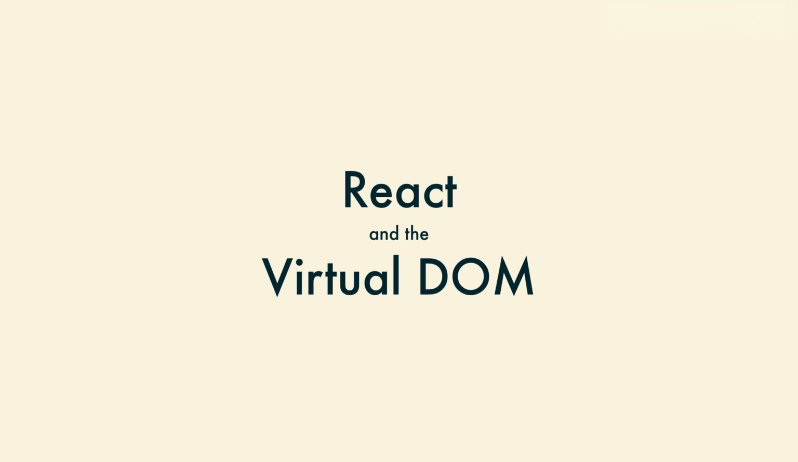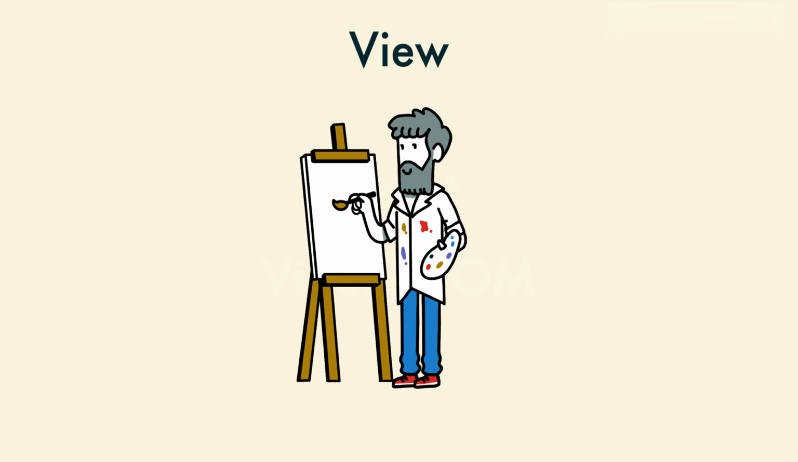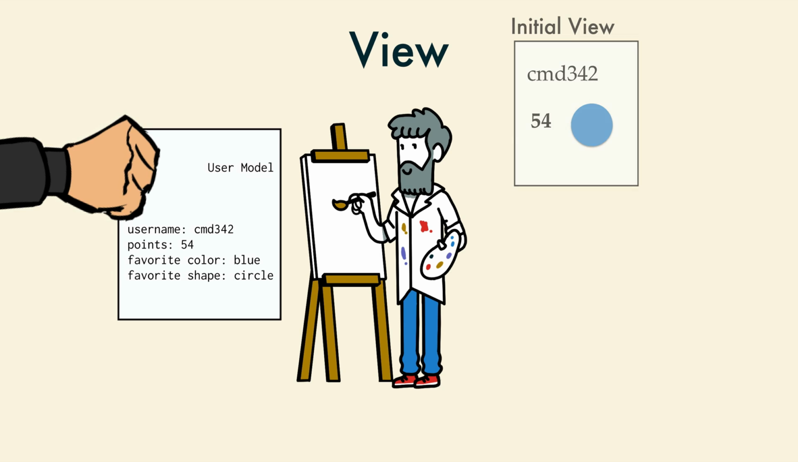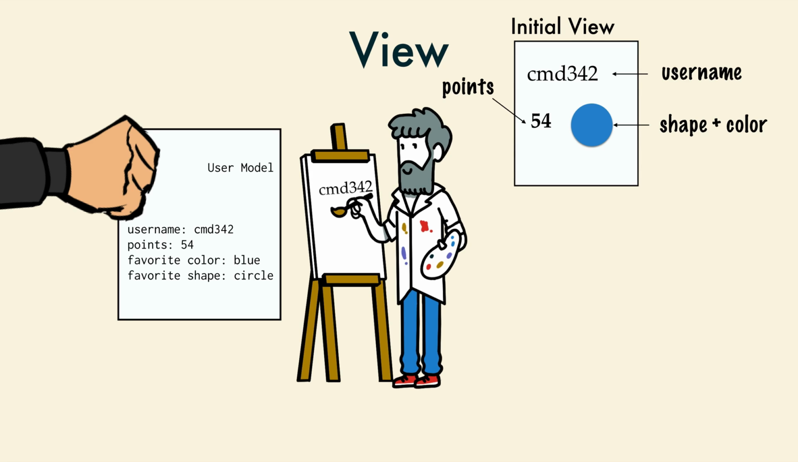This is the story of React and the virtual DOM. Once upon a time, there was a View. He was very happy painting the DOM. Sometimes the model would give some nice data to paint. He knew really well how to paint a UI given all the data. A username, the points, and a colored shape. Piece of cake, and fun too.